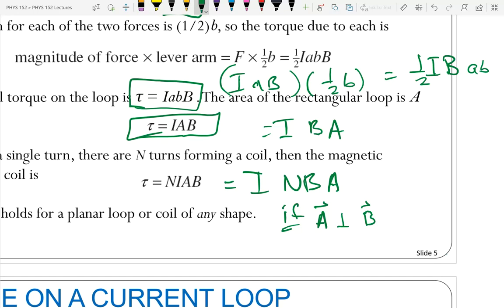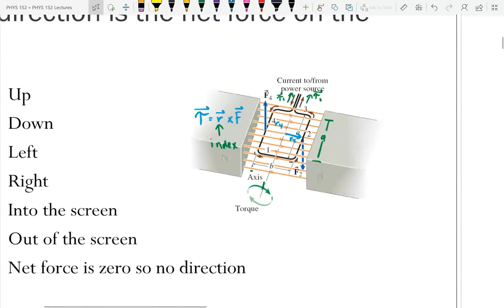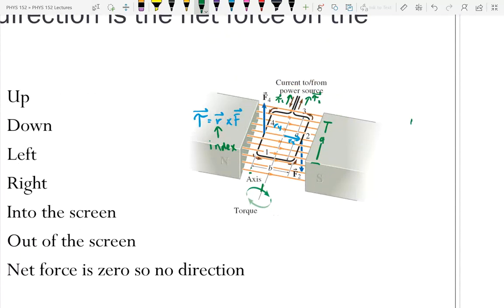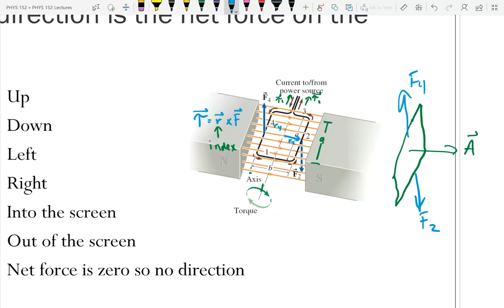If the area is not perpendicular to the magnetic field, then your torque is going to drop. Such that if we had the area parallel to the magnetic field, if we took that same picture, but we have the loop oriented like this, so the area is in that direction, then I would have the same forces. But how much torque do I make if the forces are one above the other in the same direction? It's not going to make it rotate. That would make zero torque.